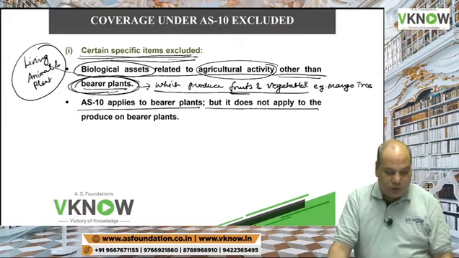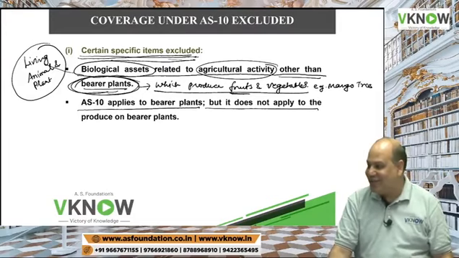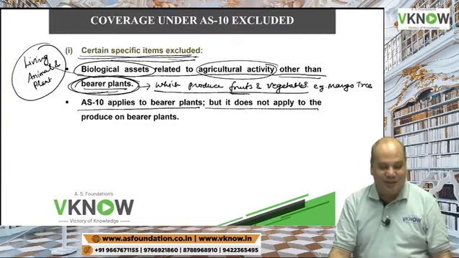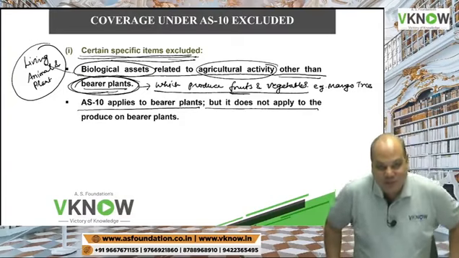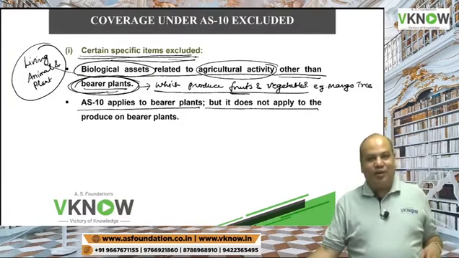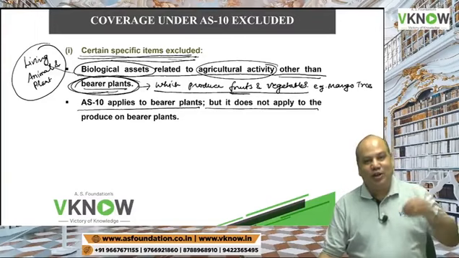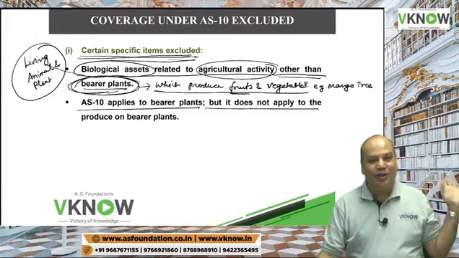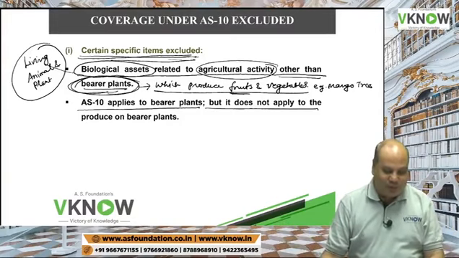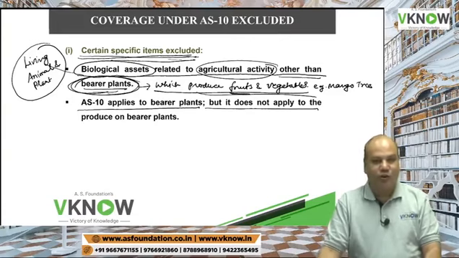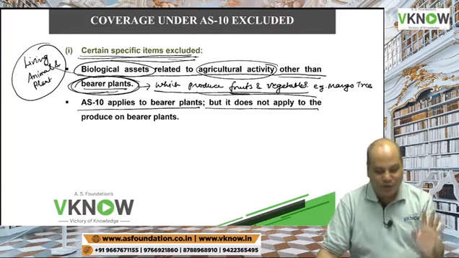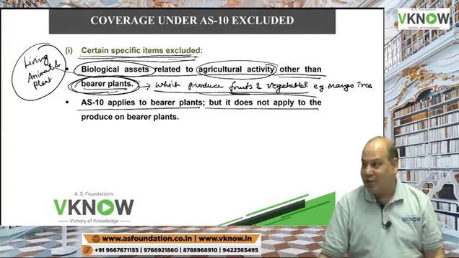Then one person is asking about bonsai plants. I don't know. My knowledge in this field is very limited. I am not used to agricultural activity. I get up at 5:30 in the morning, come to the class and teach here till 9 o'clock in the evening and then go back home. So bonsai plants are, I think, not covered because they do not produce fruits and vegetables which are sold. Bonsai plants are directly sold. If plants are directly sold as they are, then they are not bearer plants.